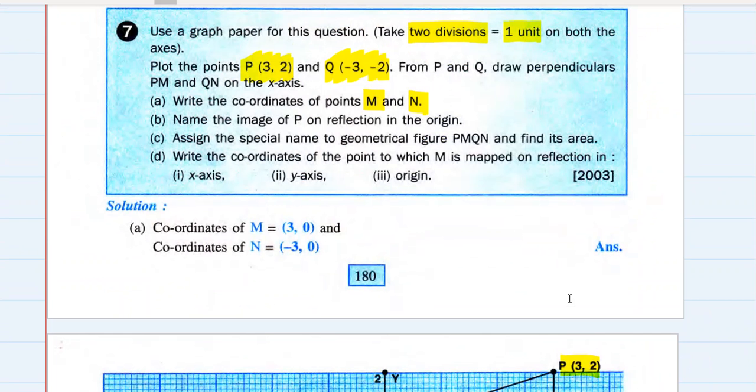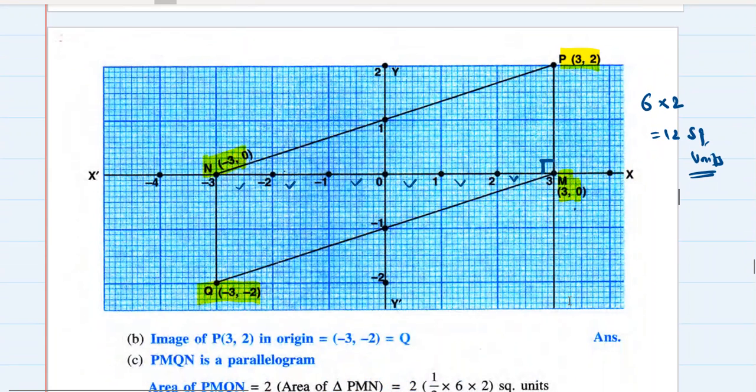Write the coordinates of the point to which M is mapped on reflection in the x-axis, y-axis and origin. M. Acha. M is reflected as N in origin. M is reflected as N in the y-axis.